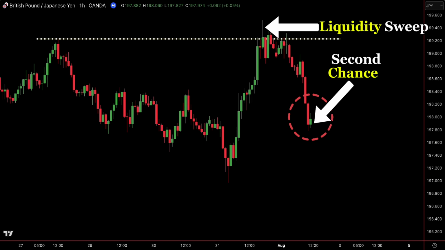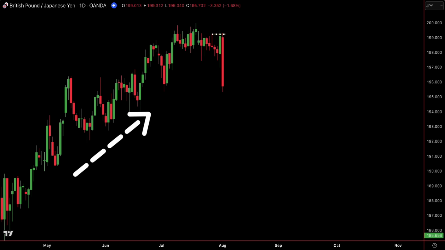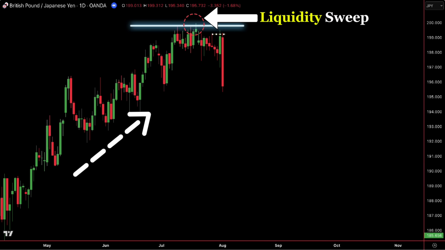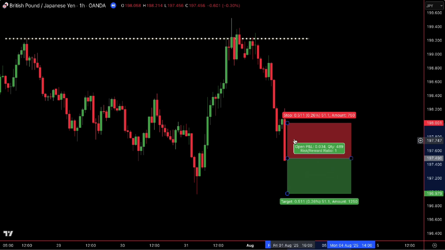Before we take it, let's check the higher time frame. Switching to the daily chart, we can see the market is trending up. But notice this. A liquidity sweep occurred at this resistance level and price dropped strongly afterward. This signals a possible trend reversal and confirms that our 1 hour setup is aligned with the bigger picture. So we go back to the 1 hour chart and set up our trade.